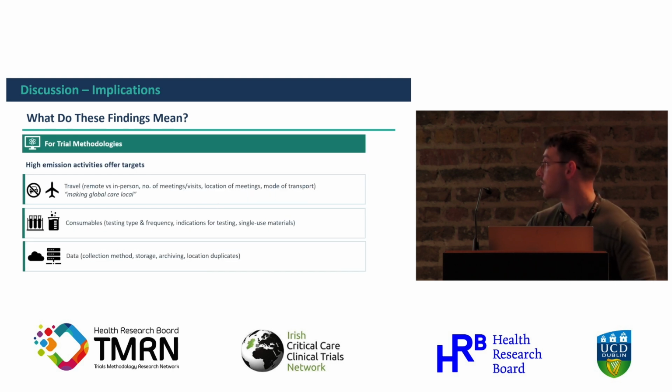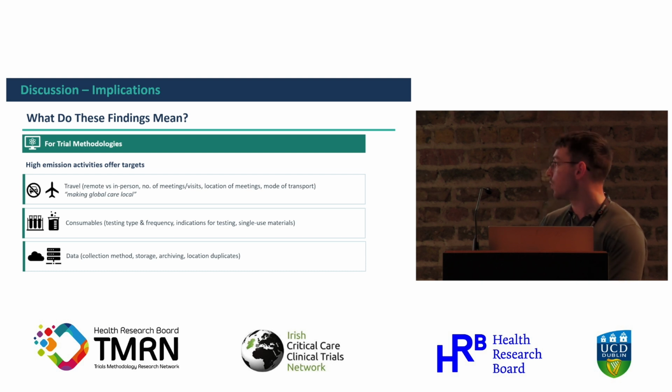And then finally, what do these findings mean specifically for trial methodologies? If you're applying these different tools and methods, it might give you the opportunity to identify what activities specifically in your trials might be high emissions, and then that might offer you targets that you can use to adapt your trial designs to try and lower those emissions.